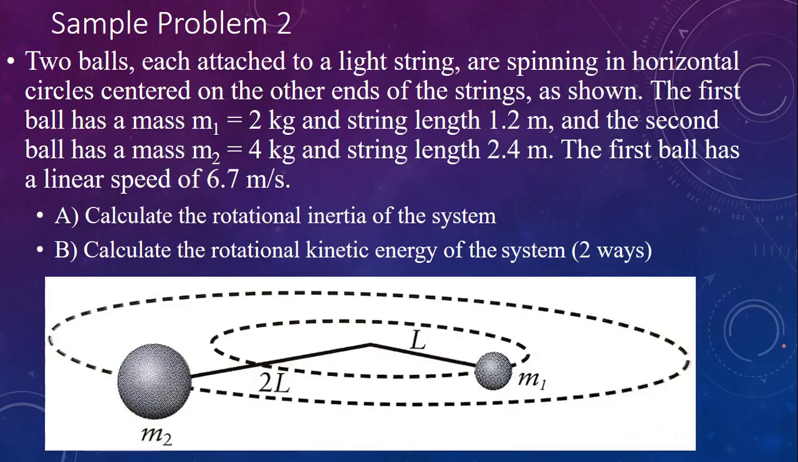Sample problem 2. We've got 2 balls each attached to a light string. Notice that the outer string, or the longer string, is double the length of the inner string. M1 has a mass of 2. M2 has a mass of 4, so the masses are also double. And we know that this mass has a linear speed of 6.7 meters per second. So the first thing we want to do is calculate the rotational inertia of the system.